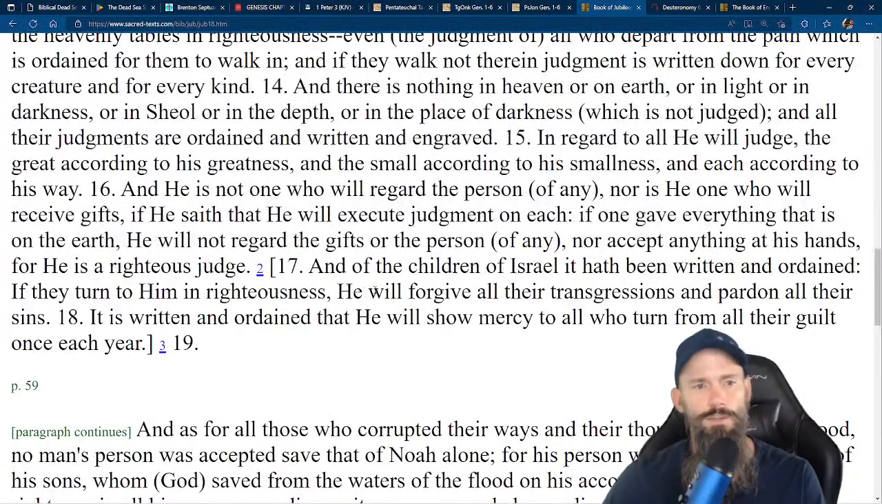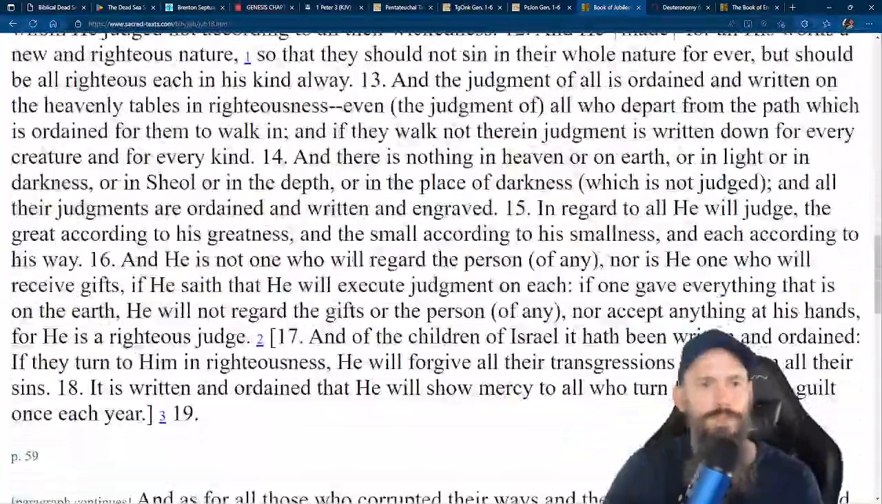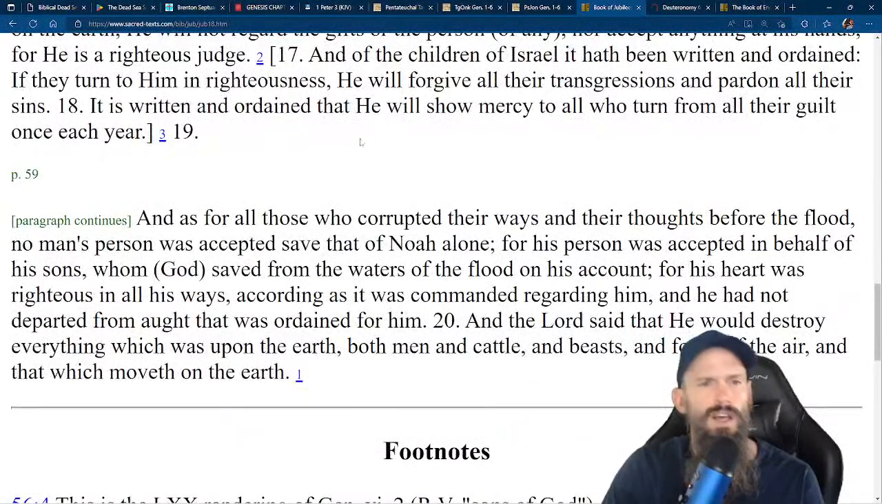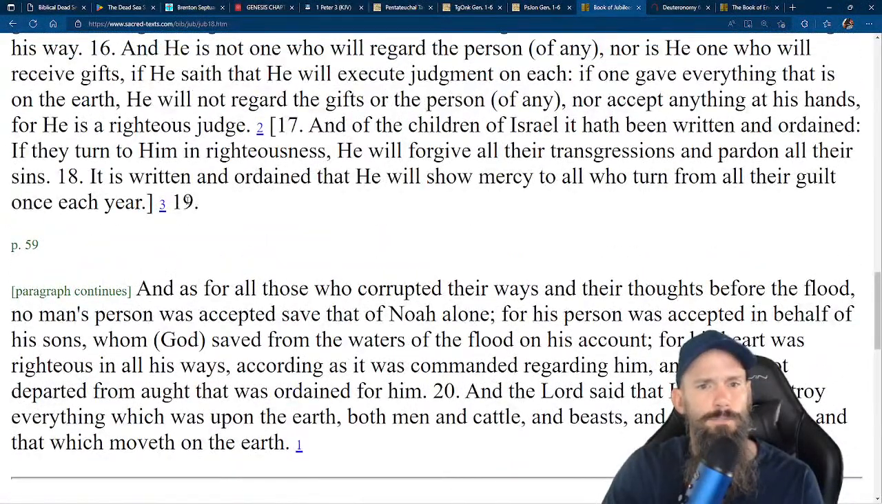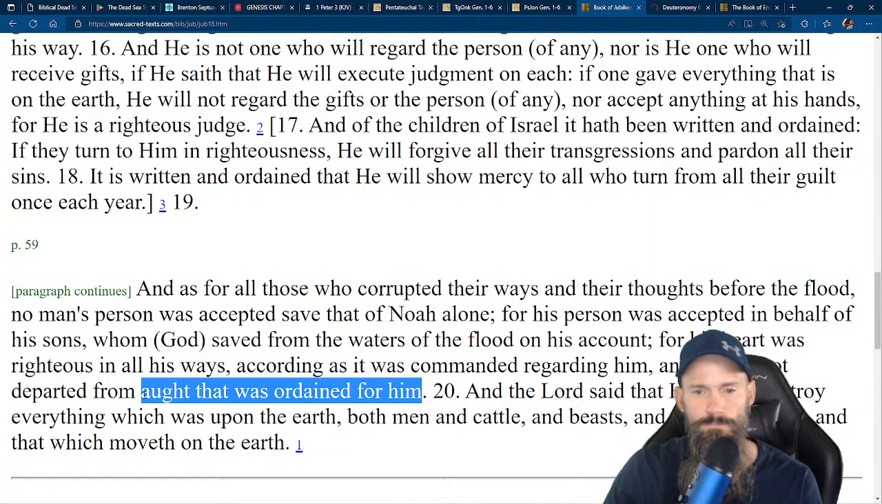Yeah. And Jubilees gives you a little more detail. This is Jubilees 5:19. As for those who corrupted their ways and their thoughts before the flood, no man's person was accepted save that of Noah alone, for his person was accepted in behalf of his sons, whom Yahuwah saved from the waters of the flood on his account. For his heart was righteous in all his ways, according as it was commanded regarding him, and he had not departed from all that was ordained for him.